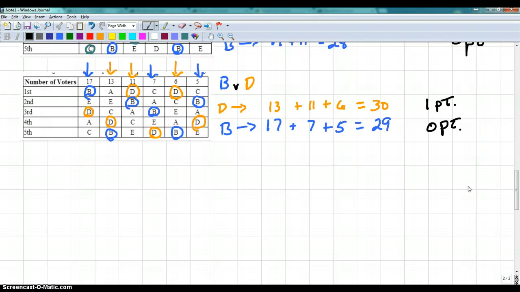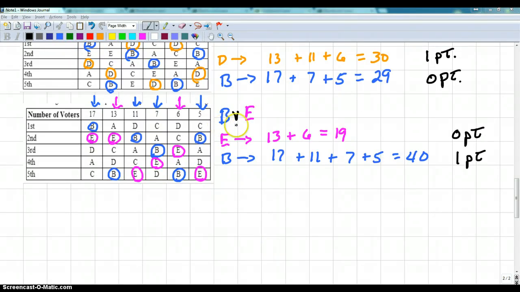Okay, so now we're going to compare B and D. We see that B wins the columns of 1, 4, and 6, and D wins columns 2, 3, and 5. D will add up to 30 votes, B adds up to 29, so D will be assigned 1 point. For the next comparison of B versus E, we'll see that B has a total of 40 votes and E has 19, so B will be awarded the 1 point.